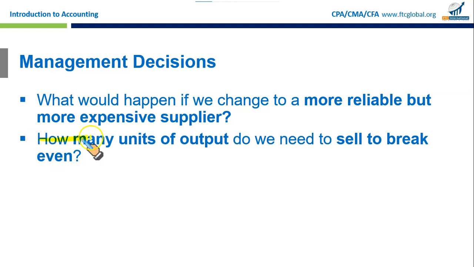How many units of output do we need to sell to break even? Break even is that level of output and sales where no profits are made. Your cost is equal to your revenue earned. So it's a point where there is basically no profit, no loss.